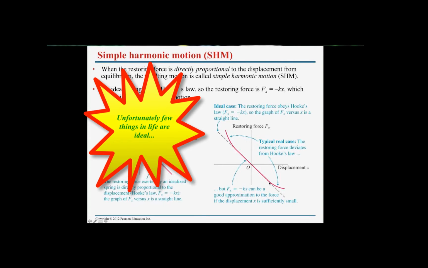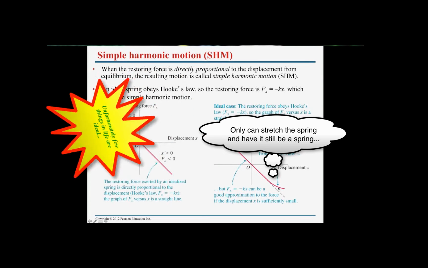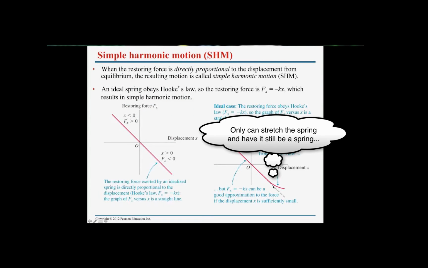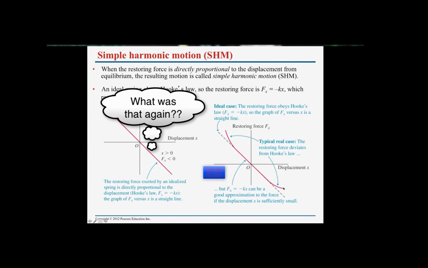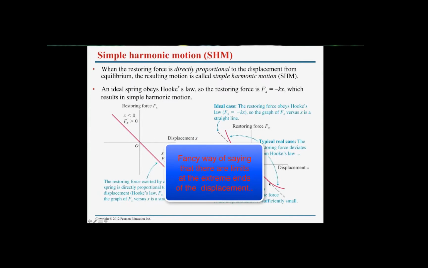Here, same thing in the positive direction. You can't elongate it. Eventually, it's no longer going to become a spring. It's going to become a metal wire, if you pull enough. So there has to be some sort of asymptotic divergence from the ideal case.